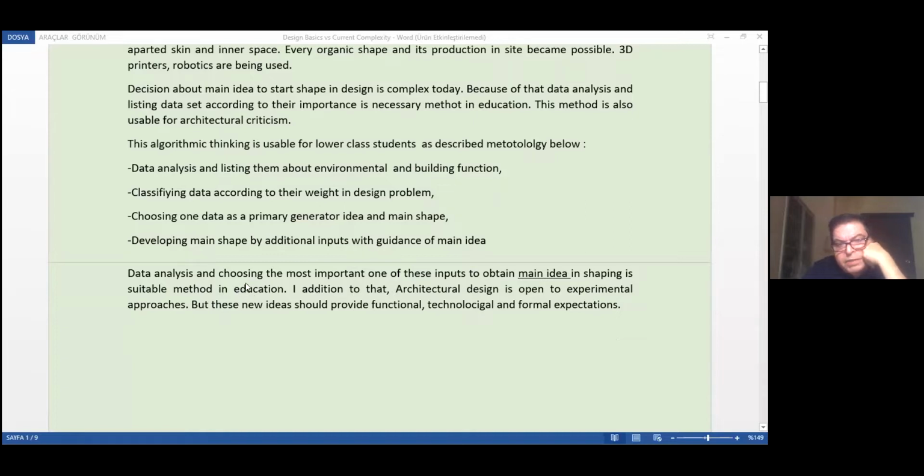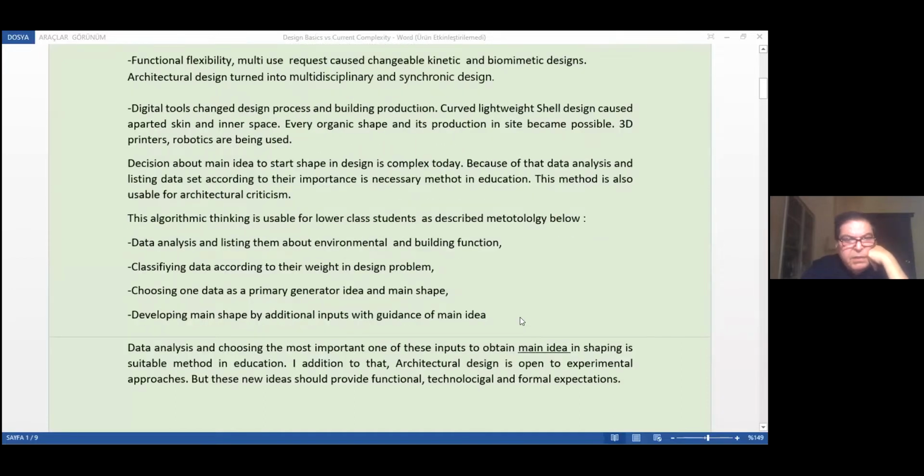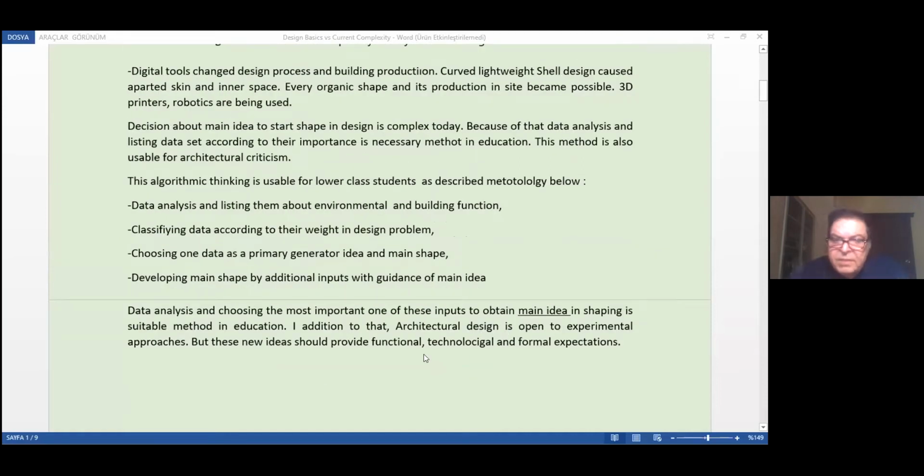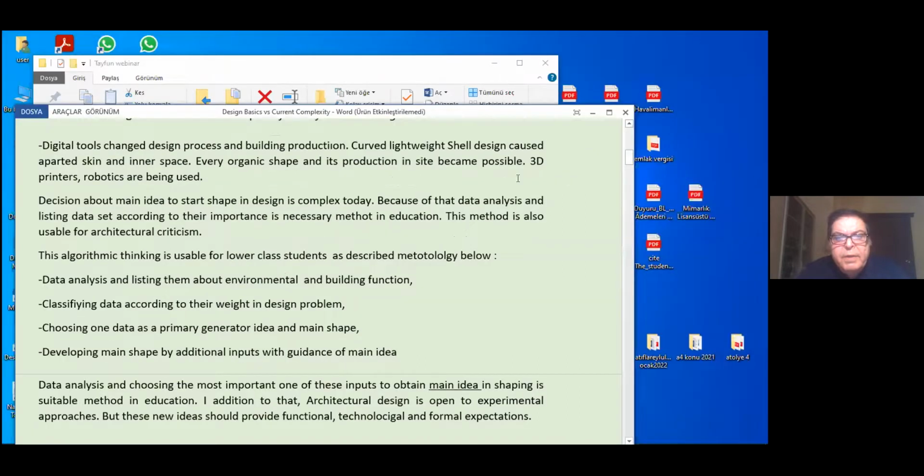In addition to that, architectural design is open to experimental approach. But these new ideas, new approaches, and experimental ideas should provide functional, technological and formal expectations which we stated before. I presented this in a summary presentation. Now I will show some of our students' works from our studio.